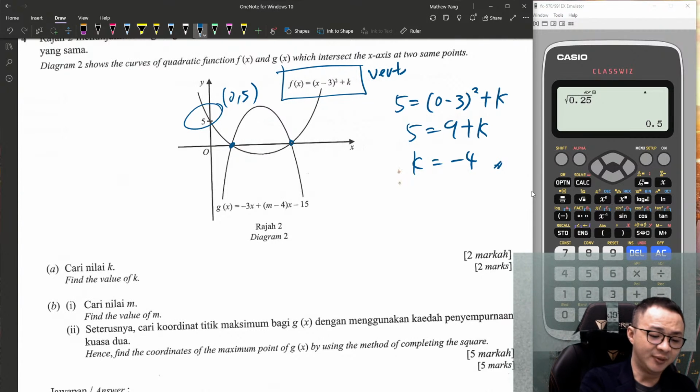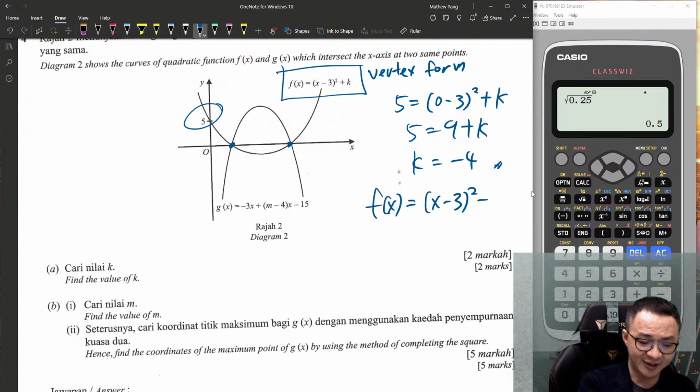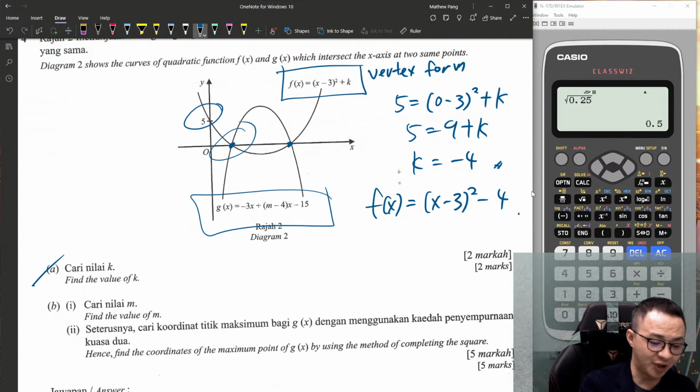When I got k, this one is a vertex form, right? From vertex form, I can easily know my maximum coordinate, minimum coordinate, right? My minimum coordinate is (3, -4) if I need to use it, but in this case I don't think we need it. But anyways, from -4 I sub back into the f(x) because I want to find the x-intercept, because both equations have the same x-intercept. Done k. Find the value of m. Yeah, I need to have at least one coordinate to sub into the g(x).